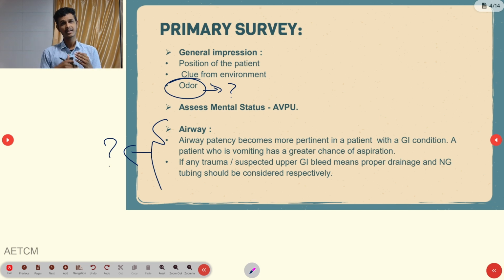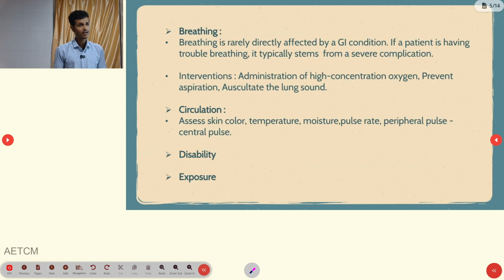If you are suspecting any upper GI bleed, proper drainage is needed. Proper drainage in the sense of how we will manage: initially we have to position the person, a left lateral position, and then take care of proper suctioning. Oral suctioning or nasogastric tube decompression, if needed, we can go for that also. This is regarding the airway.